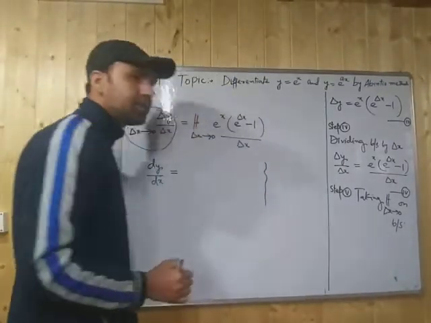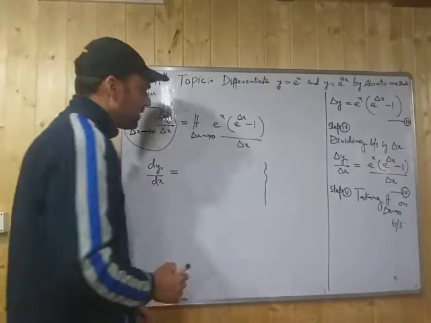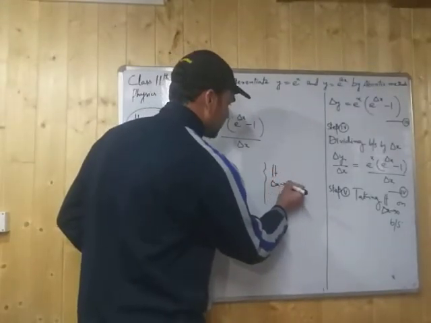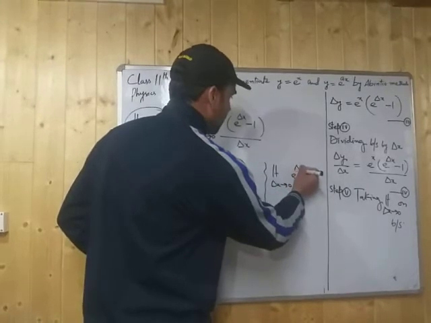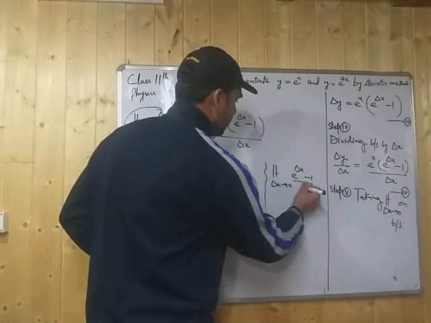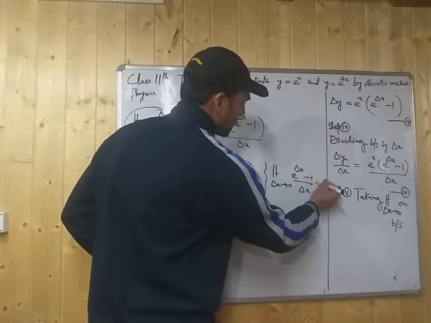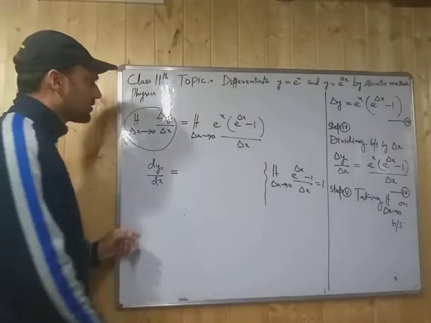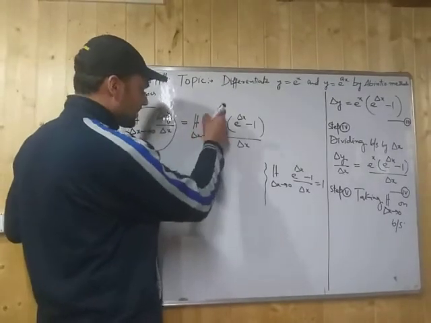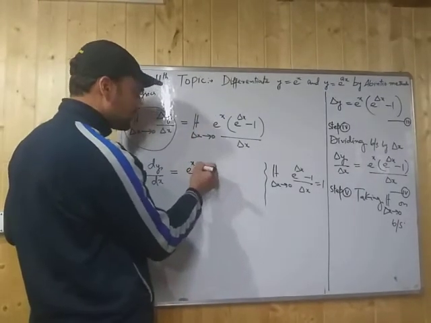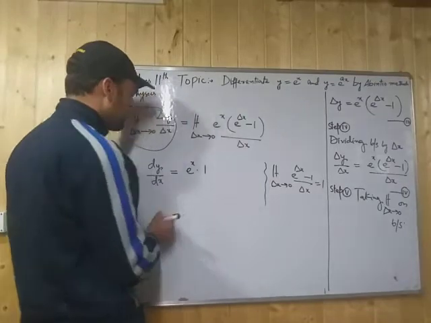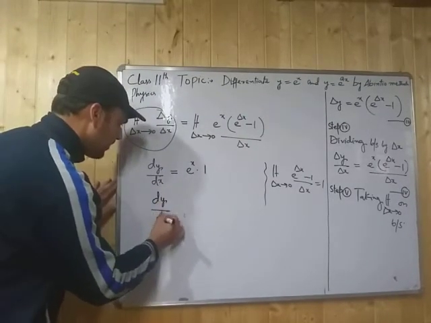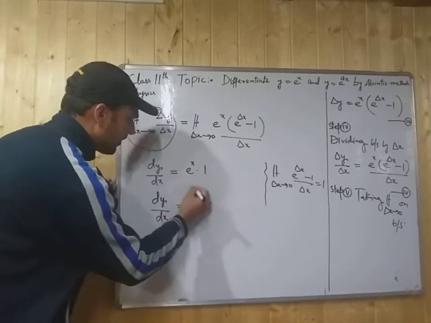तो हमारे पास कुछ आइडेंटिटीज है जो हमें यहाँ पर अप्लाई करने हैं. तो we have an identity, limit del of x approaches 0, e raised to power del of x minus 1 divided by del of x, that is equal to 1. तो ये आइडेंटिटी हम यहाँ पर अप्लाई करेंगे. तो then we can write here e raised to power x into 1. So we can write here dy divided by d of x is equal to e raised to power x.